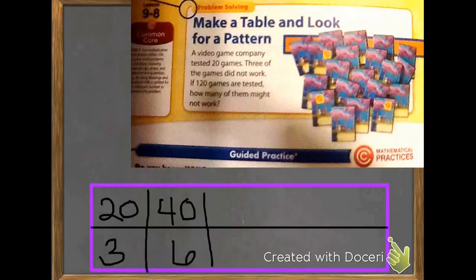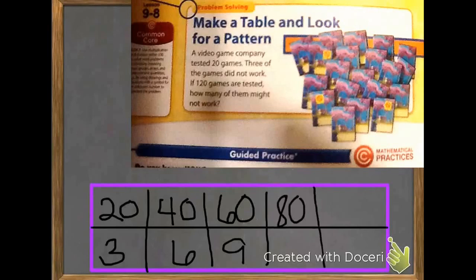And we just keep that pattern going. Let's add another 20 on. Well, if we're going to add another 20 on to make 60, we're going to add another 3 on to make 9. So out of 60 video games, 9 did not work. Let's do 80. If we're going to add another 20 on, we have to add another 3 on. Let's add another 20 on, and now we have 100.